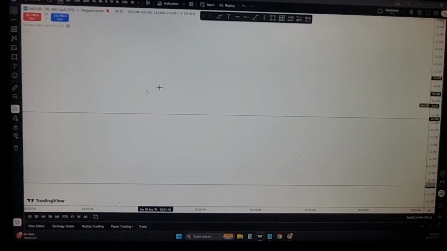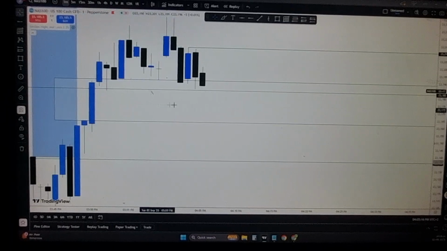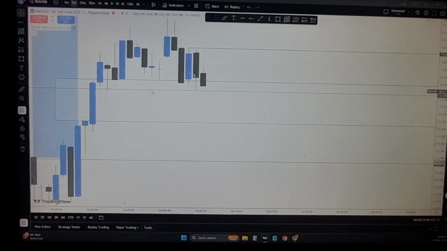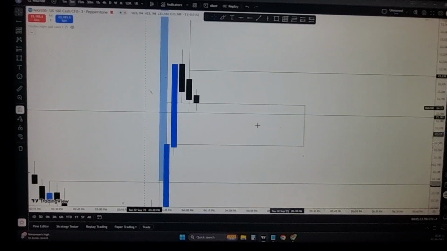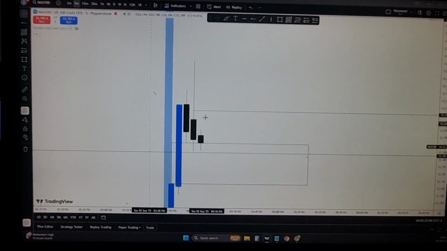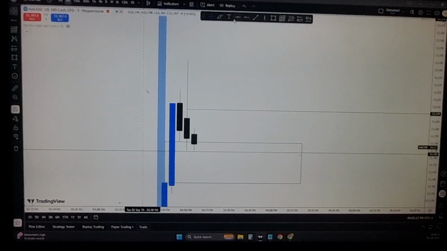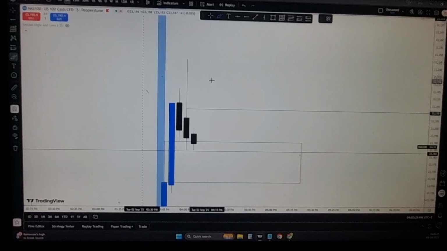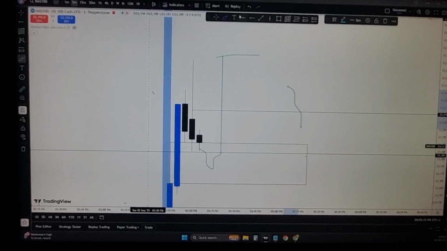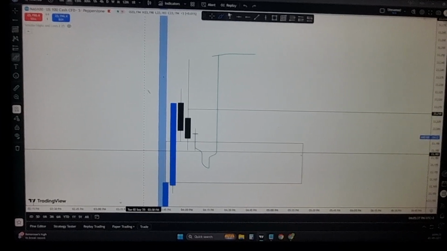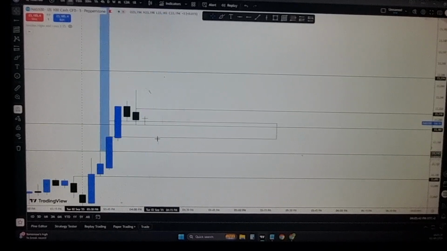Okay, so we have a bearish close on the 5 minute. So now we are waiting for, where's my handy dandy tool? Okay, so now we're waiting for the confirmation, and then we enter. Okay, so now we're patient.